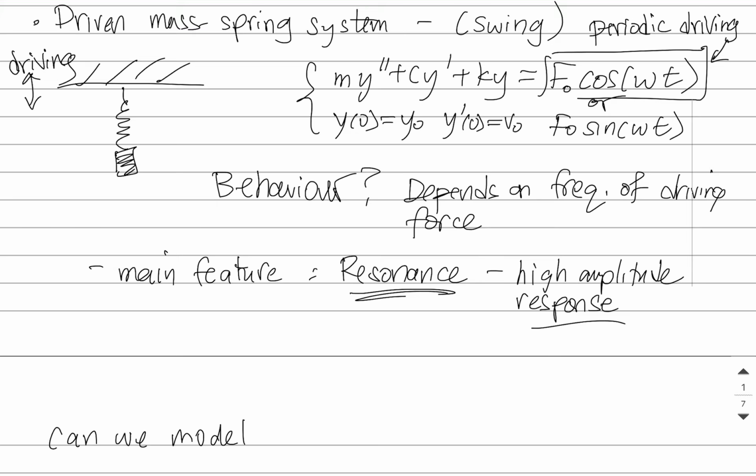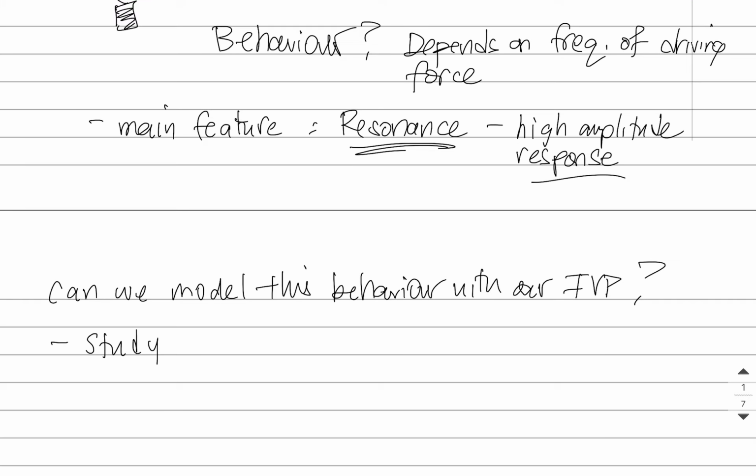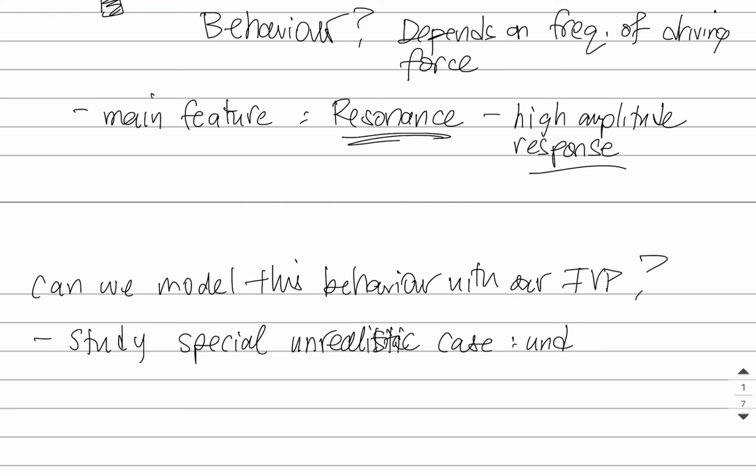Can we model this behavior with our initial value problem? I'm going to study a special case first, just to try to show you that even the simple model that we've got has the potential of doing this. So we're going to study a special unrealistic case first. This is going to be an undamped driven system.